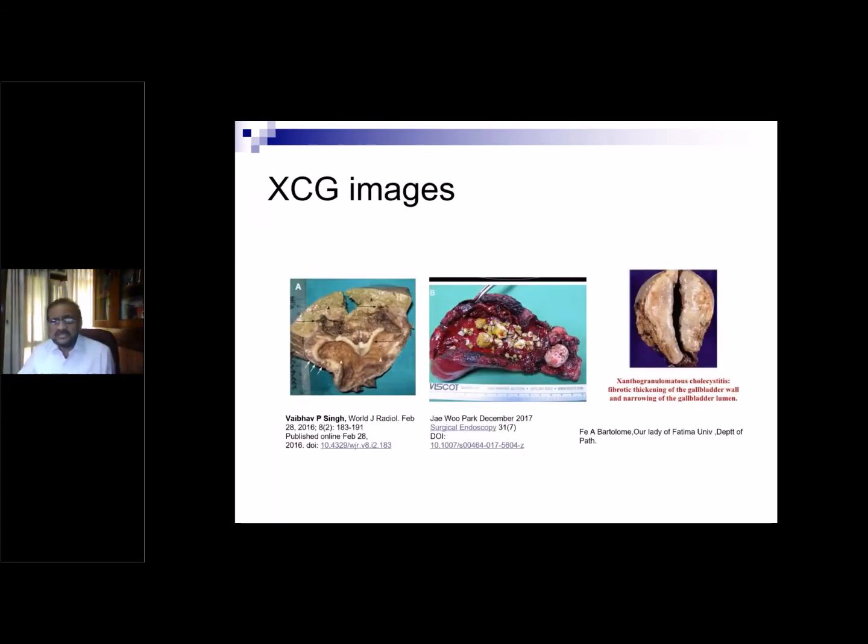Now I just want to show you some figures. See the wall? See the wall out here? So thick. See this wall. It can easily be mistaken for what? Easily mistaken for a malignancy of the gallbladder, right?